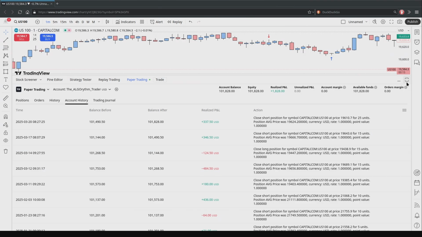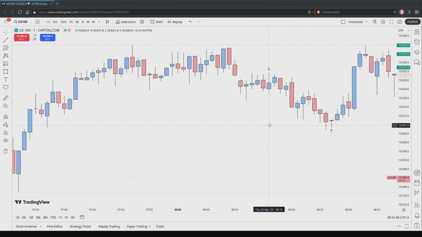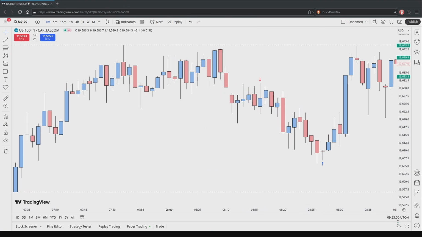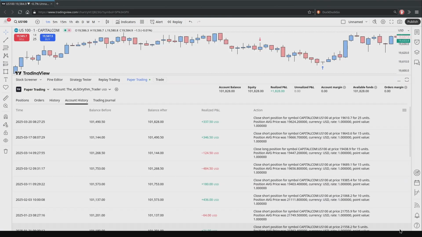So no reason to stress or worry about taking losses along the way. It's going to happen. It's just part of it. So we're sitting at about 1,800 paper dollars. So that's a good balance for the account.